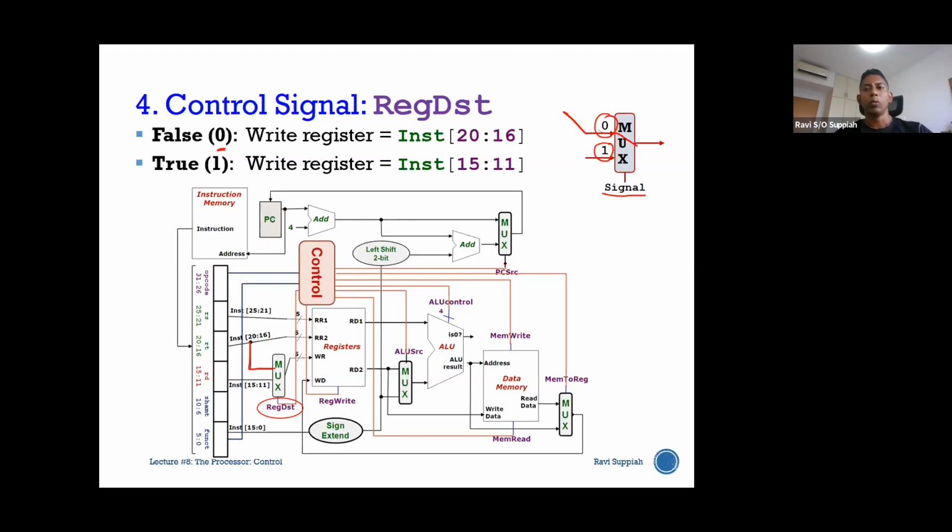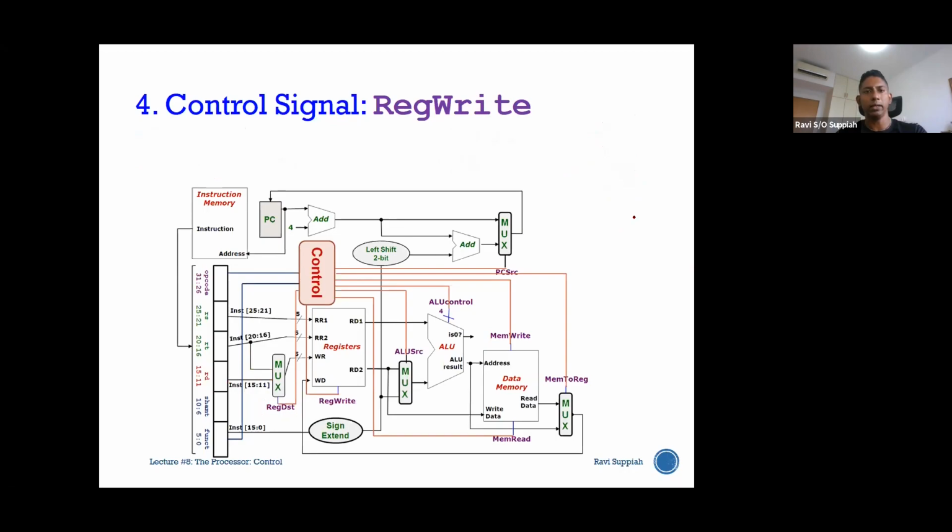When the signal here is a 1, what will pass through? Whatever is on the bottom line. What is on the bottom line here? It is the instruction bits 15 to 11. So for this signal that we are going to generate, the register destination, when it is 0, whatever is at the top line will go through. When it is 1, whatever is at the bottom line will go through. That is how the multiplexer is labeled and how it will work.